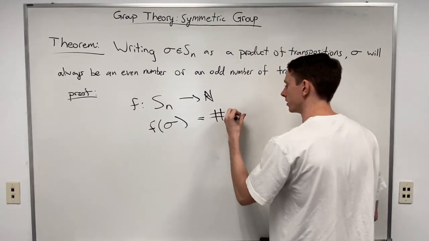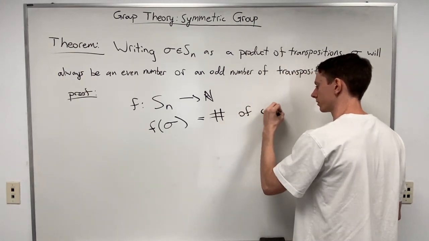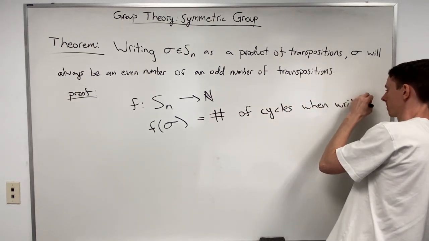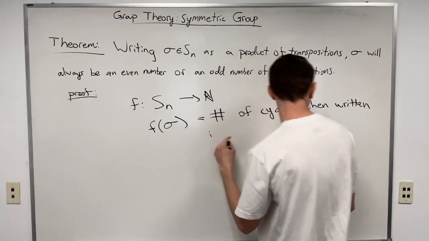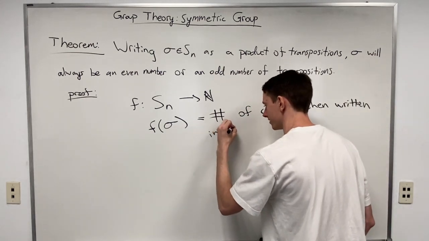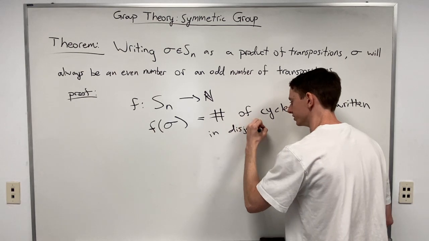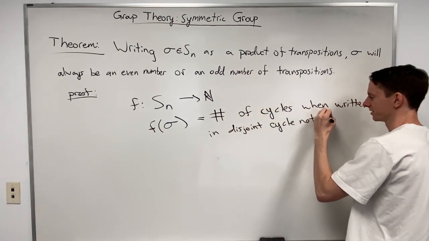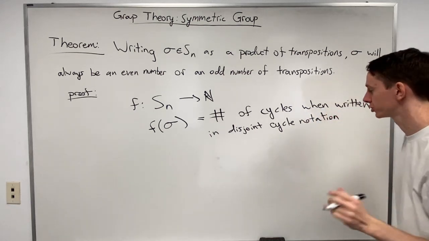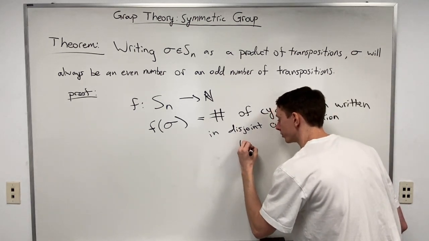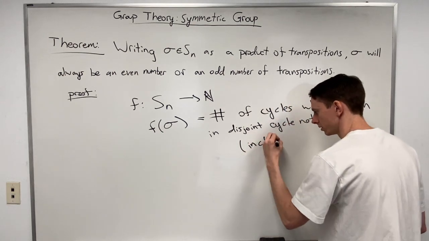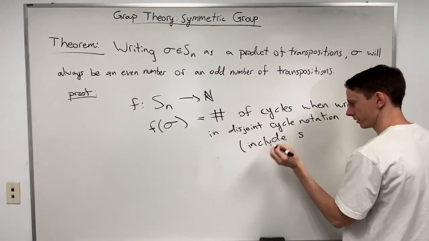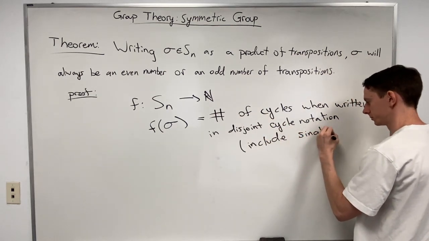So let's write this out. Number of cycles when written in disjoint cycle notation. Probably could have sped through this part, but whatever. In disjoint cycle notation, and we're going to make the claim that we're going to include singletons. Or in other words, we're going to include one cycles in this count. Include singletons.